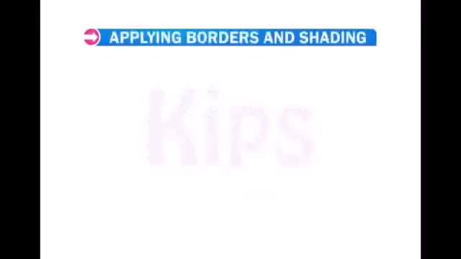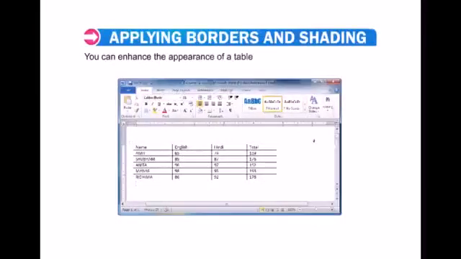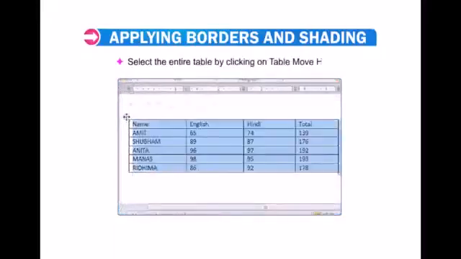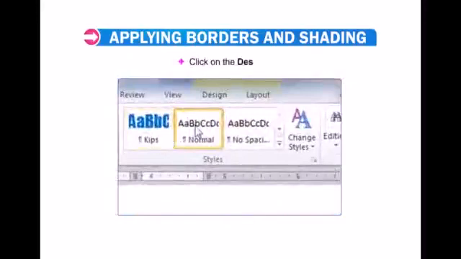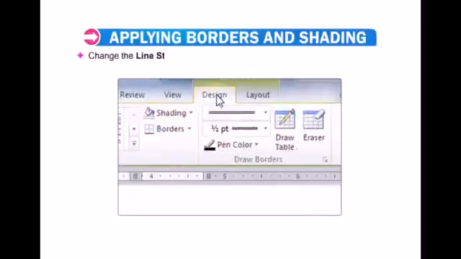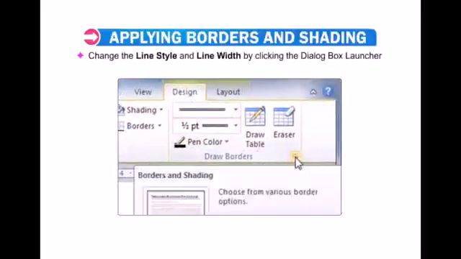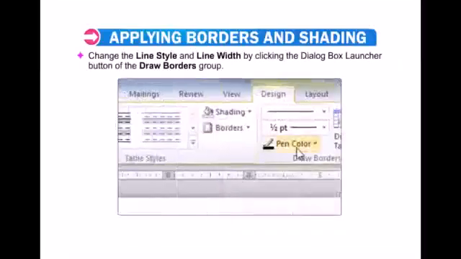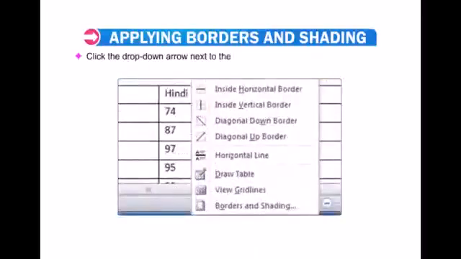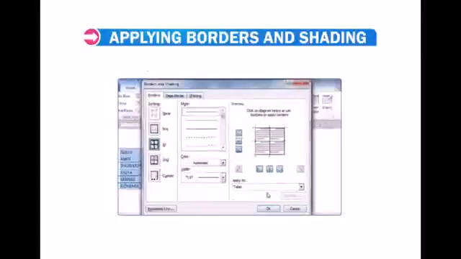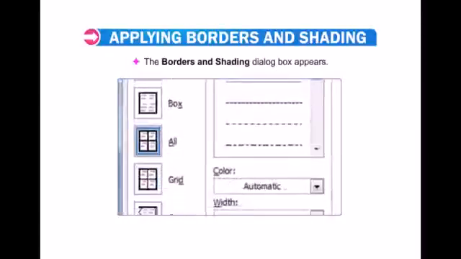Alright, let us now find out how to apply borders and shading. You can enhance the appearance of a table by applying a variety of borders and shading styles. To add borders and shading, follow the given steps. Select the entire table by clicking on the Table Move handle. Click on the Design tab. Change the line style and line width by clicking the dialog box launcher button of the Draw Borders group. Or click on the drop-down arrow next to the Borders button and select the Borders and Shading option from the list. The Borders and Shading dialog box appears.